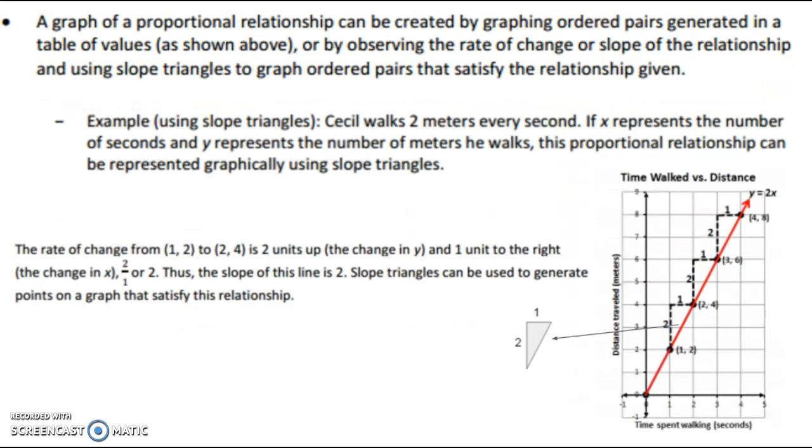7th grade teachers have the responsibility of connecting vertical change over horizontal change, rate of change, constant of proportionality, unit rate, and slope triangles. This would be an appropriate time to connect the change in y over the change in x and the corresponding slope triangle. In this example, every slope triangle depicts a change of 2 units up and 1 unit right.